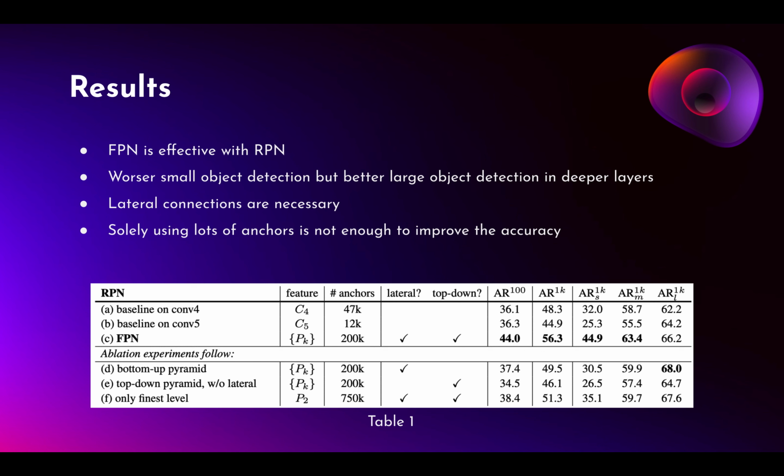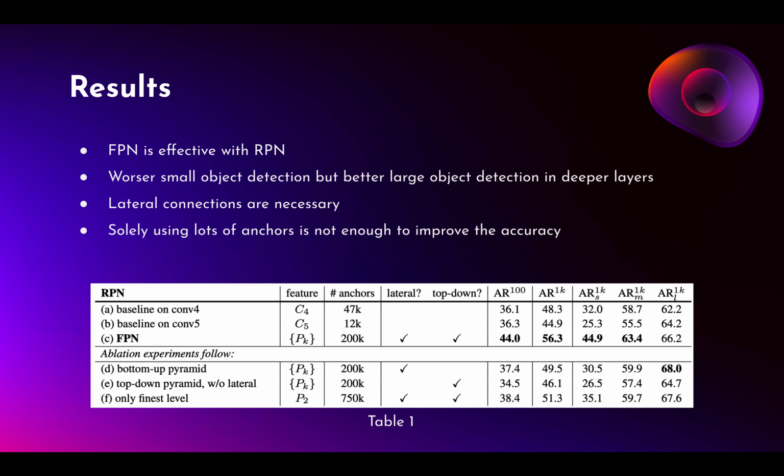By comparing A, B, and C, we can see that FPN is indeed effective. By comparing A and B, it shows that the detection performance of small objects becomes worse in deeper layers, and the detection performance of larger objects becomes better. By comparing D and E, it shows that lateral connections are very necessary.